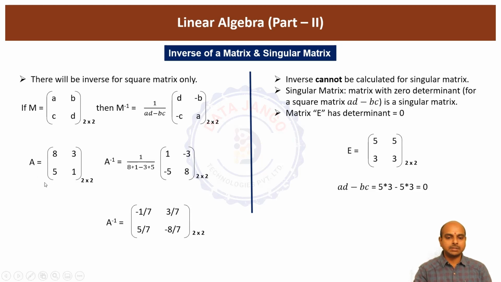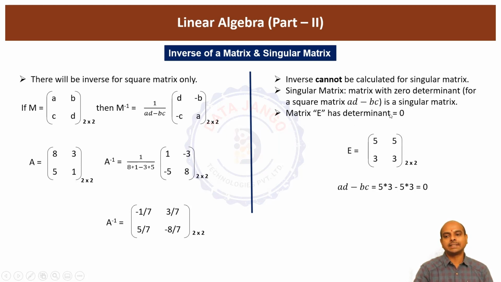So let us take a simple example and calculate the inverse of the matrix 8, 3, 5, 1. A inverse is 1 by AD minus BC. What is A here? 8, B is 3, C is 5 and D is 1. AD minus BC is 8 minus 15, which is minus 7. So when you divide, this becomes minus 1 by 7, this becomes 3 by 7, this becomes plus 5 by 7, and this becomes minus 8 by 7. This is calculating inverse.